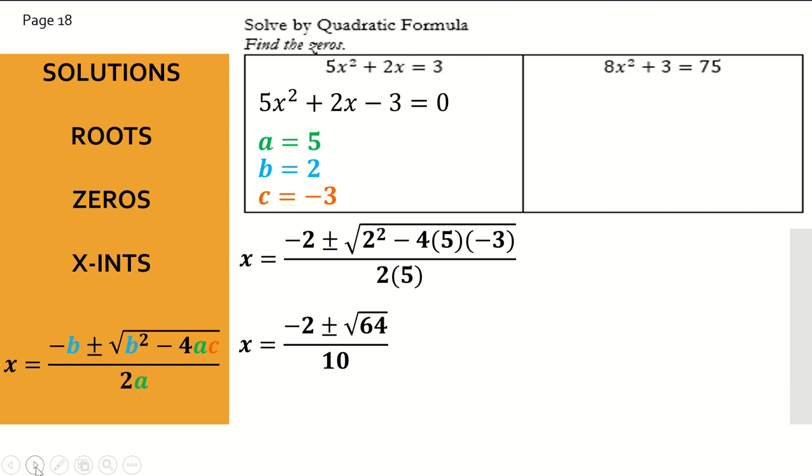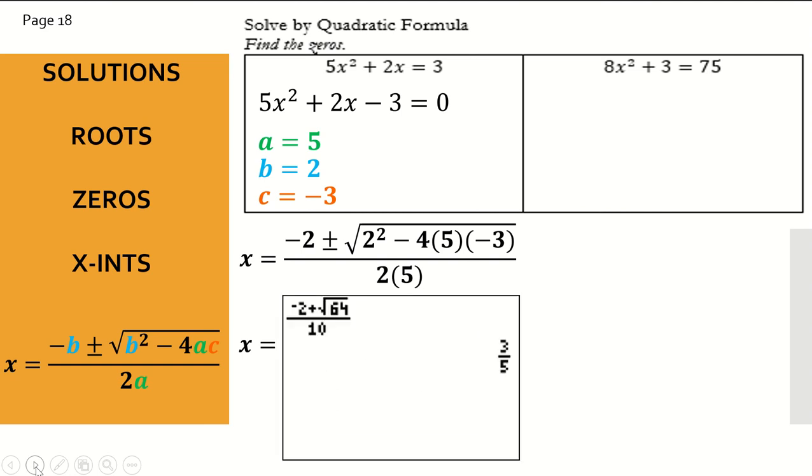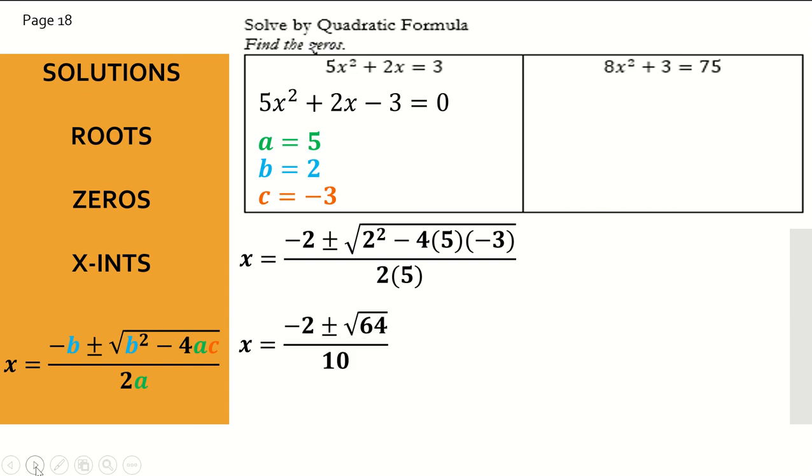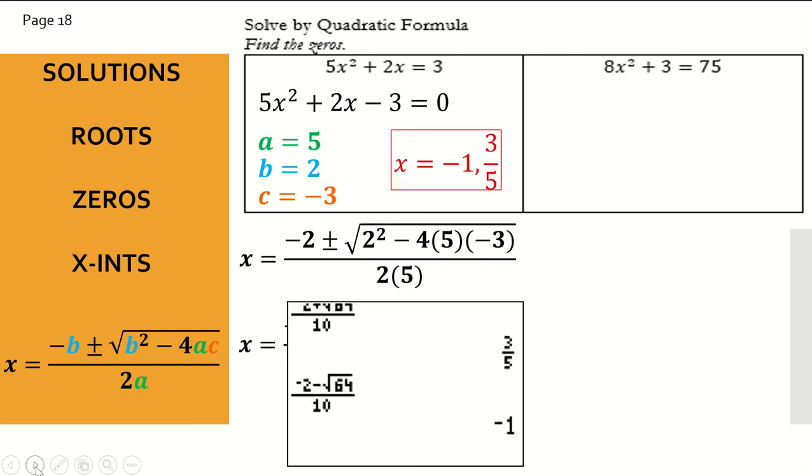So here you would type in 2 squared minus 4 times 5 times -3 to get 64. Remember, in the quadratic formula, we have to check the plus and the minus. So in our calculator, we could first do -2 plus the square root of 64, divided by 10. And then we could do -2 minus the square root of 64, divided by 10. Once you've done that, you found two solutions, x equals -1 and 3/5.